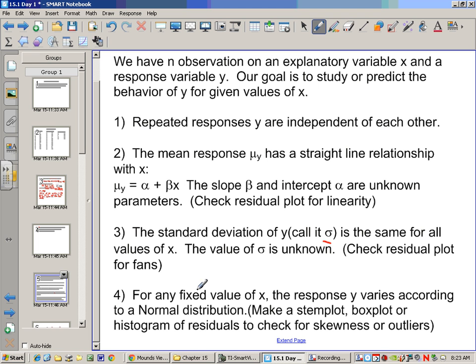The fourth thing is that for any fixed value of x, the response y varies according to the normal distribution. So what we have to do here is make a stem plot, box plot, or histogram of the residuals and check for skewness and outliers. Typically, we're just going to make a box plot and look from there.